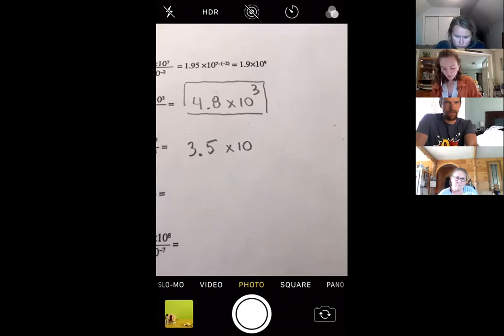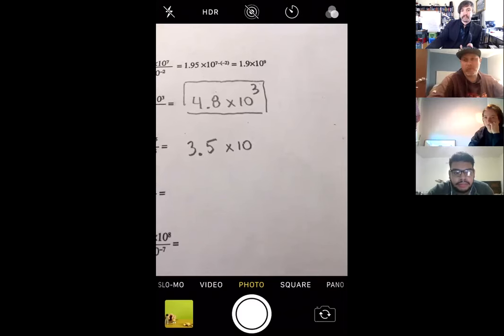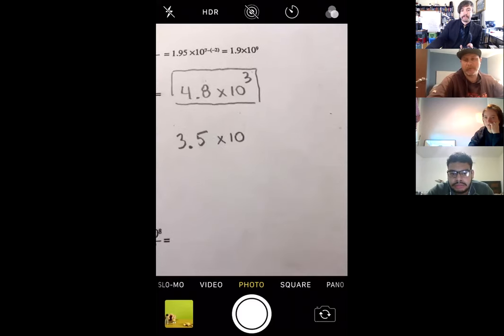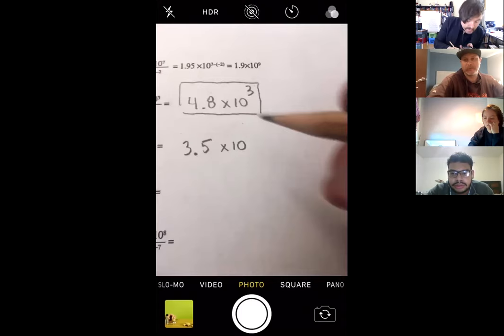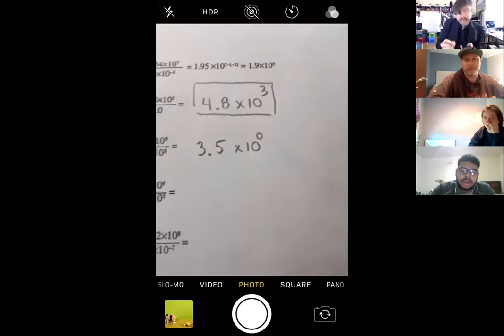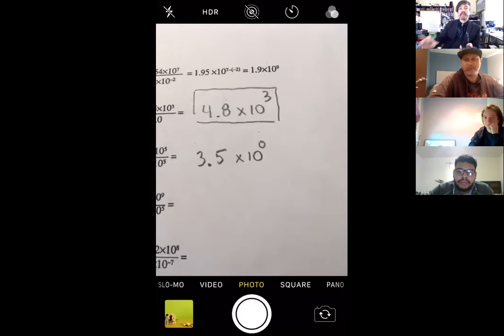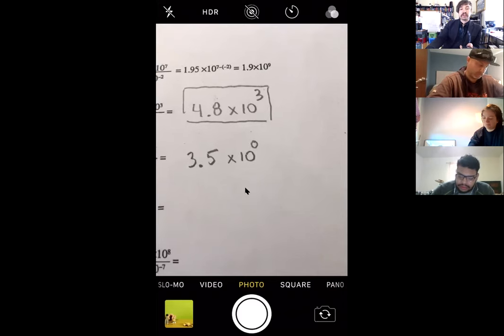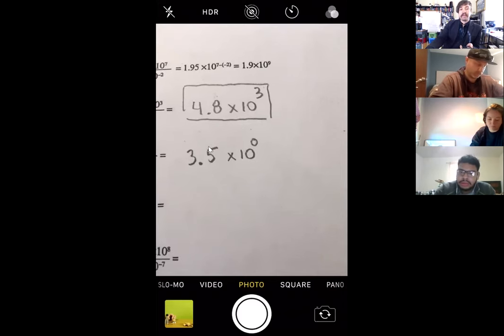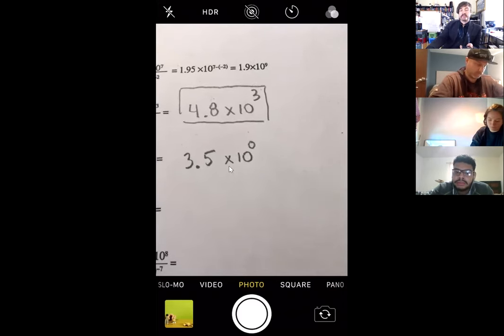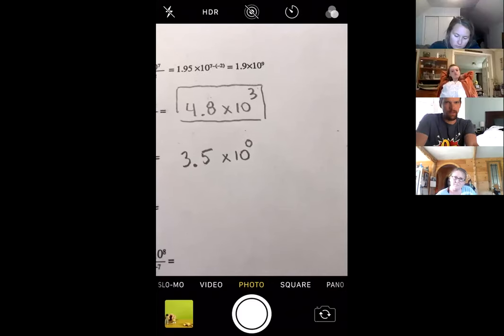Well, where are you? Jose. Yep. None. So what's your power then? Zero. That's my boy. And remember, 10 to the zero means one, right? Yep. So 3.5 times one is 3.5. That's a good trick, Jose. Anytime you want to just put a number to scientific notation, if you just multiply times 10 to the zero, you can leave the decimal point where it is.